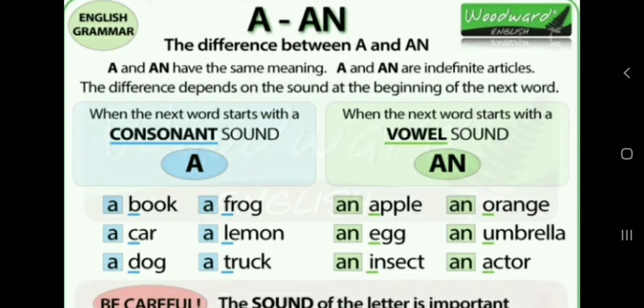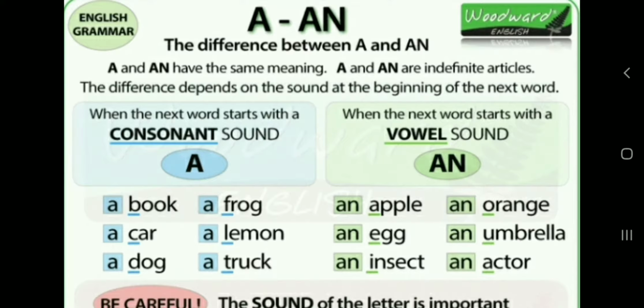A and an mean one, so we use them with singular countable nouns. A is used before a single noun beginning with a consonant sound. Consonant sound means, as you know, vowels are A, E, I, O, U, and consonants are all the rest of the letters except the vowels. Before such sounds we use a.